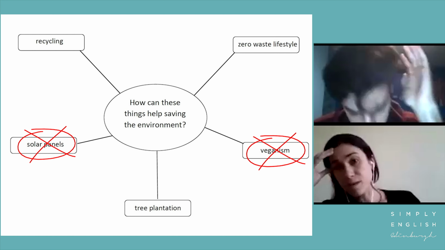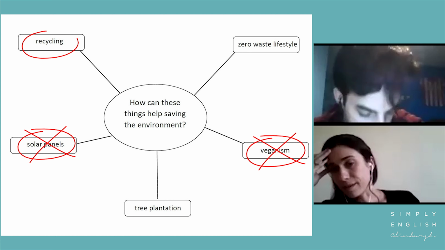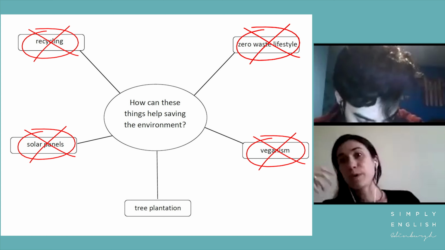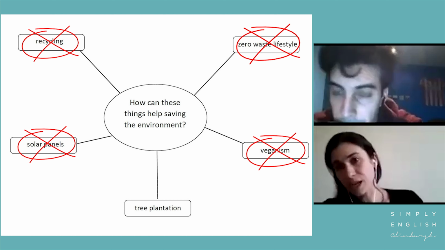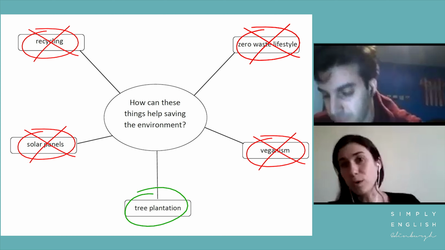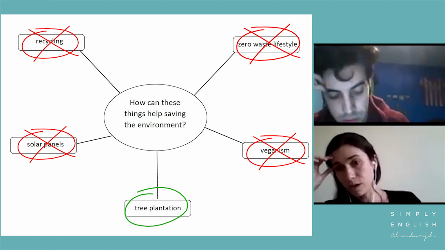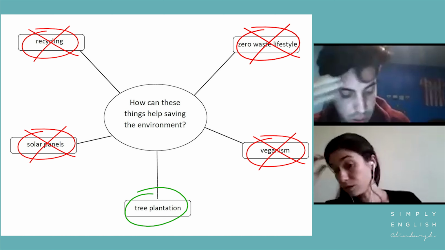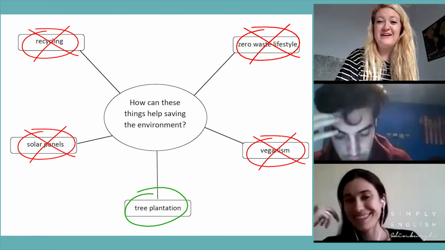And maybe we can discard also recycling and zero waste lifestyle because they are related with production. So maybe it's necessary to go to the beginning of the chain, and maybe tree plantation could obviously be the most useful way for saving the planet. Do you see my point? Yeah, I truly agree with all you say. Okay, so I think that with the tree plantation we have an agreement. Okay, perfect. Thanks very much.